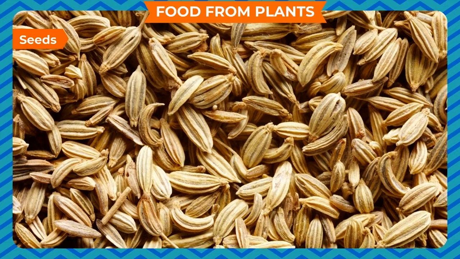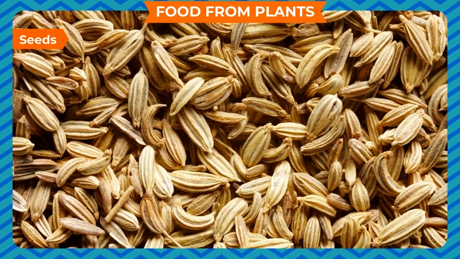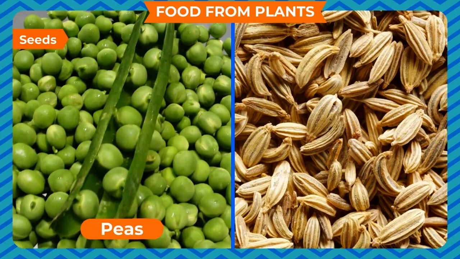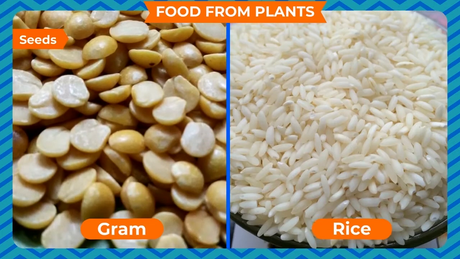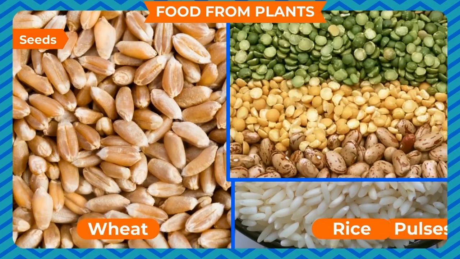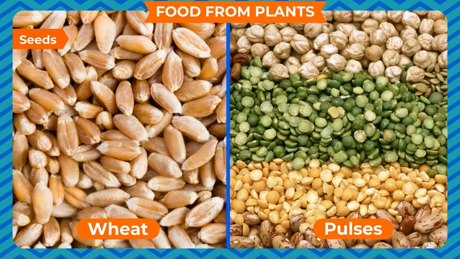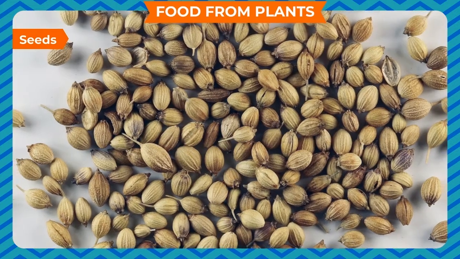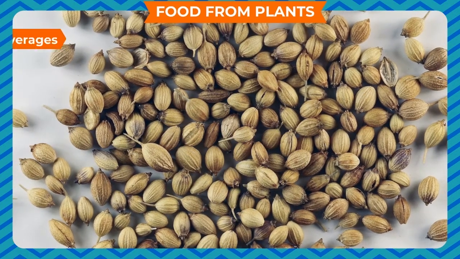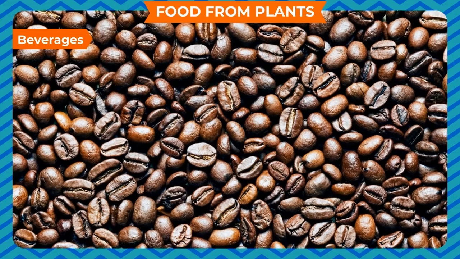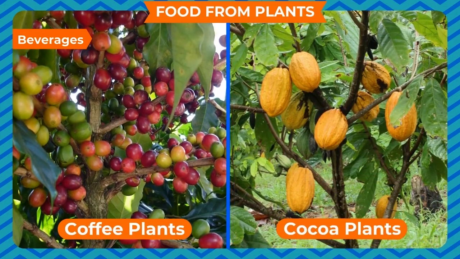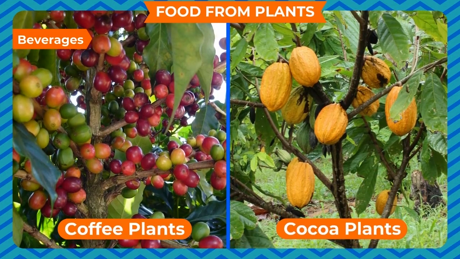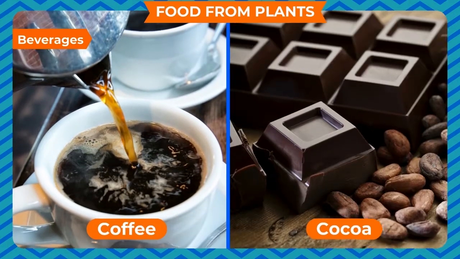Seeds. We eat the seeds of some plants, such as peas, corn, gram, rice, wheat, pulses, etc. Some other uses of seeds are given here. Beverages. We also use the seeds of coffee and cocoa plants as drinks. These are used to make coffee or cocoa.